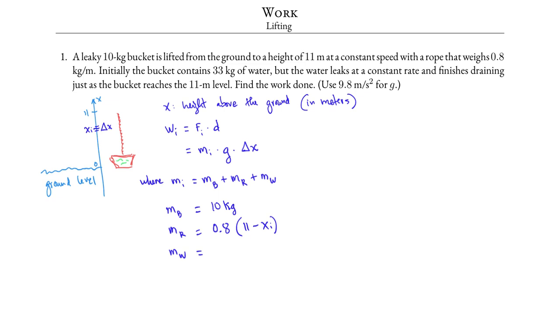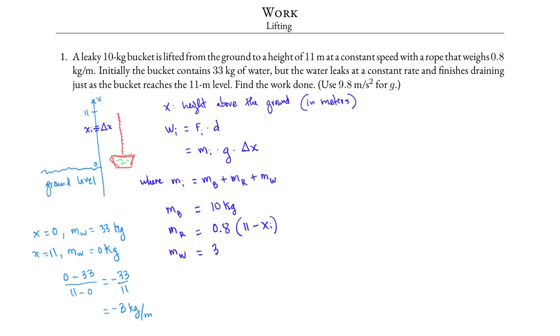For the mass of the water, initially, if x is 0, the mass of the water is 33 kg, and when x is 11, the mass of the water is 0 kg. Thus, the rate at which the mass is decreasing is 0 minus 33 over 11 minus 0, which is minus 33 over 11, or minus 3. This is the rate at which the mass of the water is decreasing, minus 3 kg per meter.